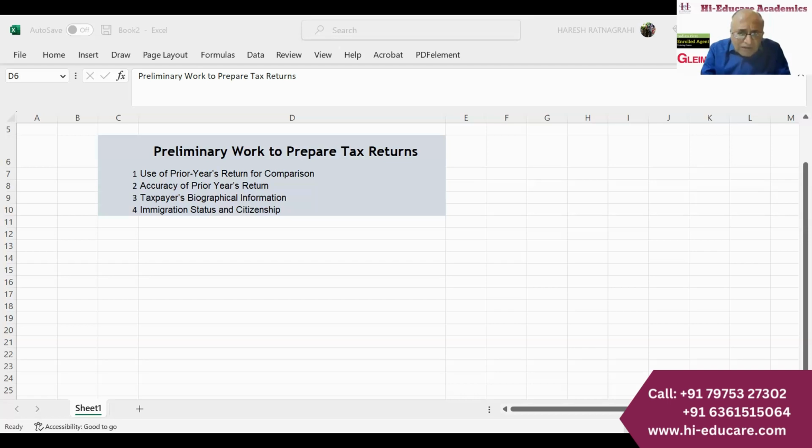And there is no charge for the transcript, which shows most line items from the original returns, including the accompanying forms and the schedules. So for a transcript, basically you can call and say that I need a copy of the return, just send me the transcript. They will send you actually, right?